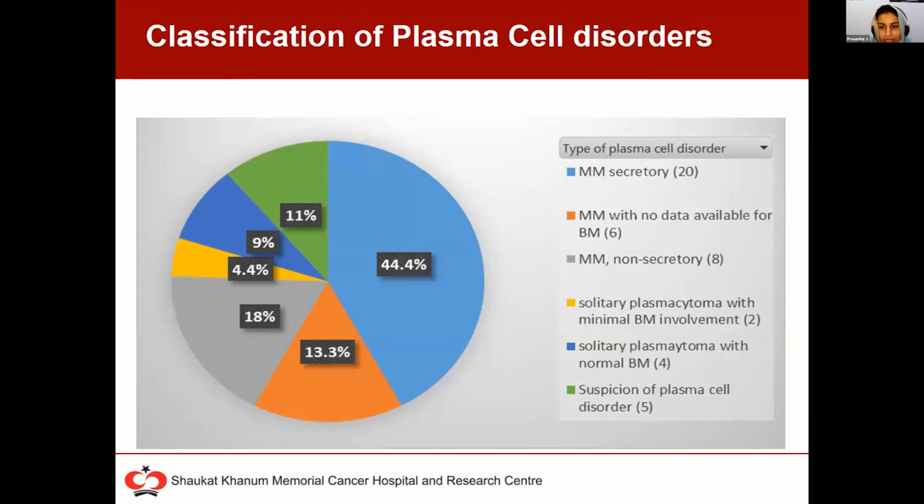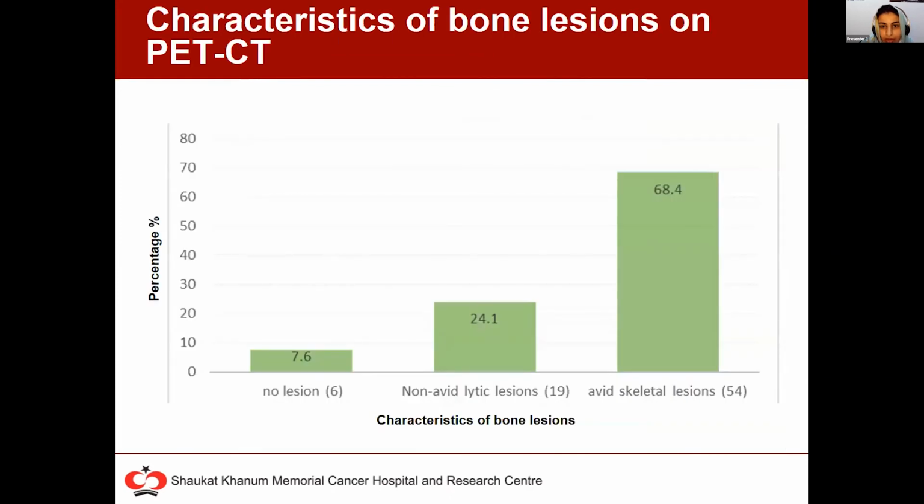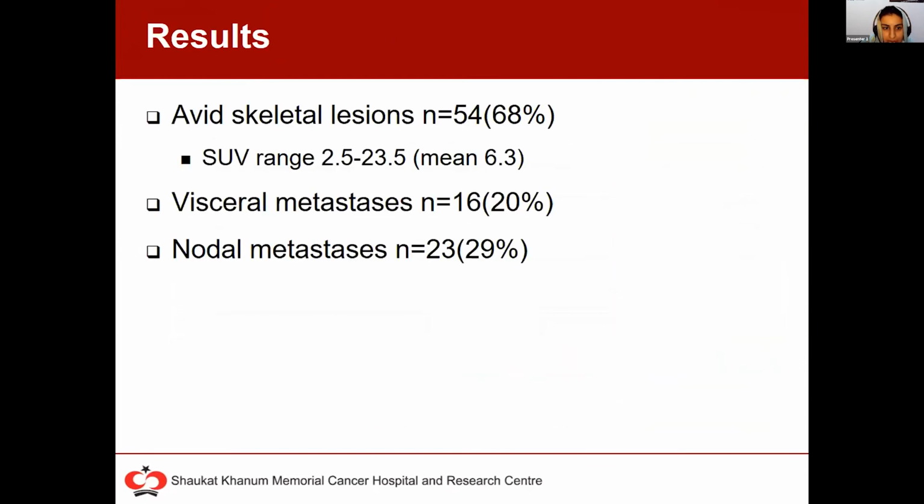The classification of plasma cell disorders in our study was: secretory multiple myeloma 44%, and non-secretory multiple myeloma 18%. The rest were either solitary plasmacytoma with or without bone marrow involvement, or there was a suspicion of plasma cell disorder. The skeletal lesions identified on PET-CT were avid in 68%, non-avid lytic lesions in 24%, and no lesions in 7% of cases. Of the hypermetabolic osseous lesions, the SUV range was 2.5 to 23.5. The other metastases identified were visceral in 20% and nodal in 29% of cases.